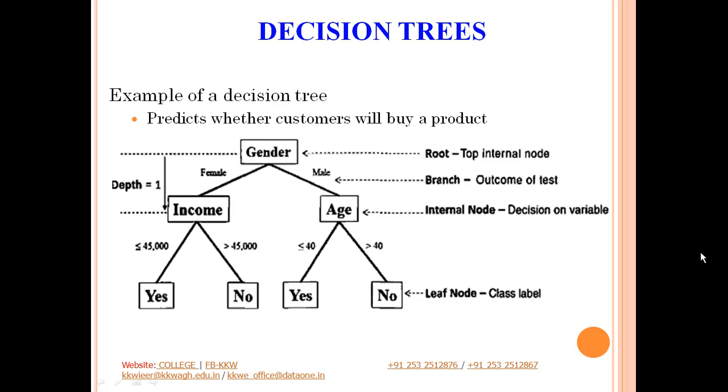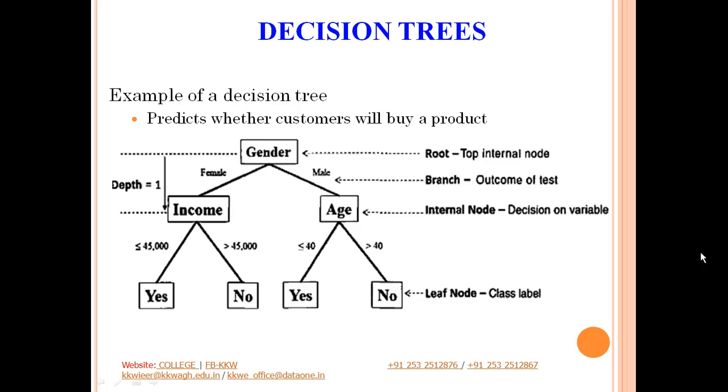then we check the income of the particular person. If the income is less than 45,000, let's say our output or the final class label is yes, that means we are predicting that the person is going to buy the computer, and if it is greater than 45,000, maybe she will not buy a computer. Similarly, if you check the right side branch, that is, if gender is male, then we are testing another attribute, that is age, and if the age is less than or equal to 40, then our outcome is yes, that is, the person will buy the computer, and if it is greater than 40, our outcome is no.